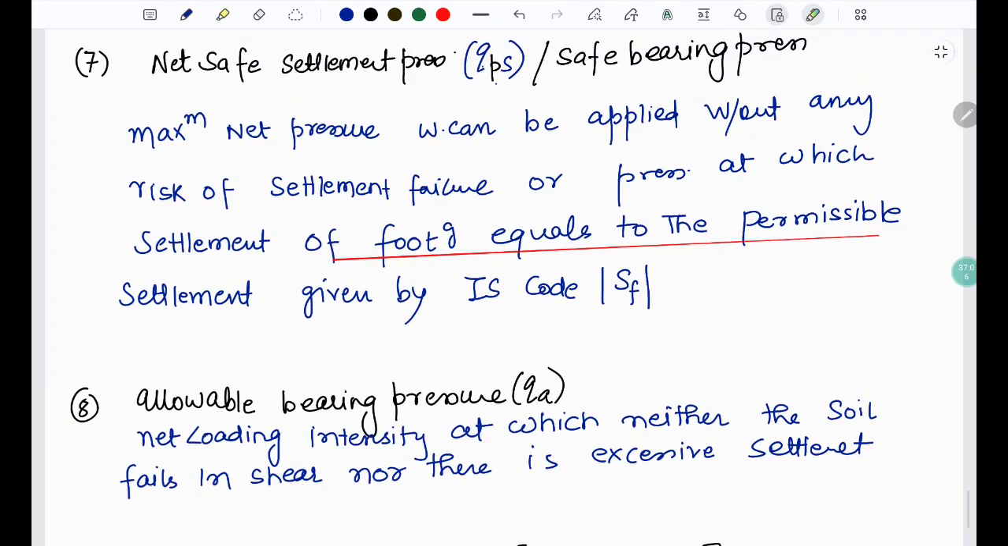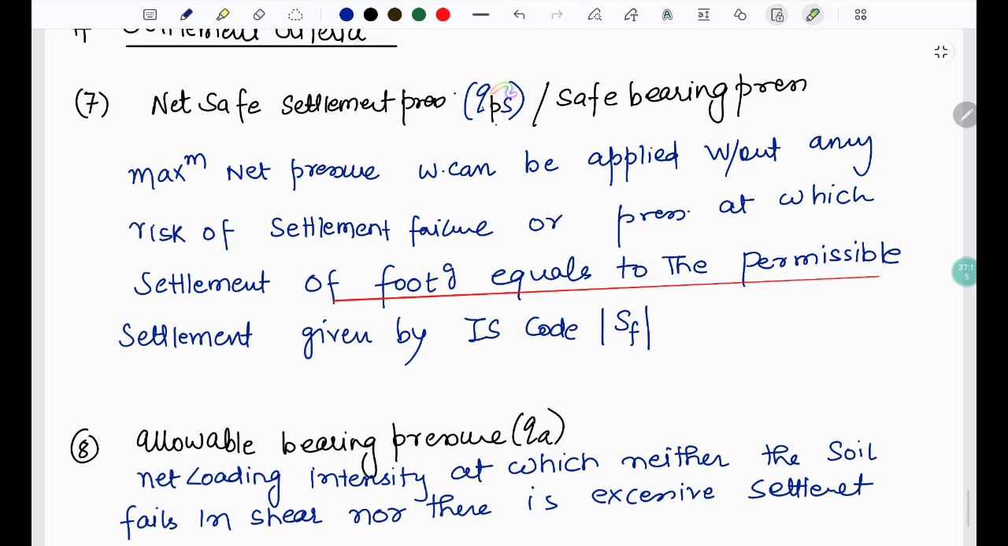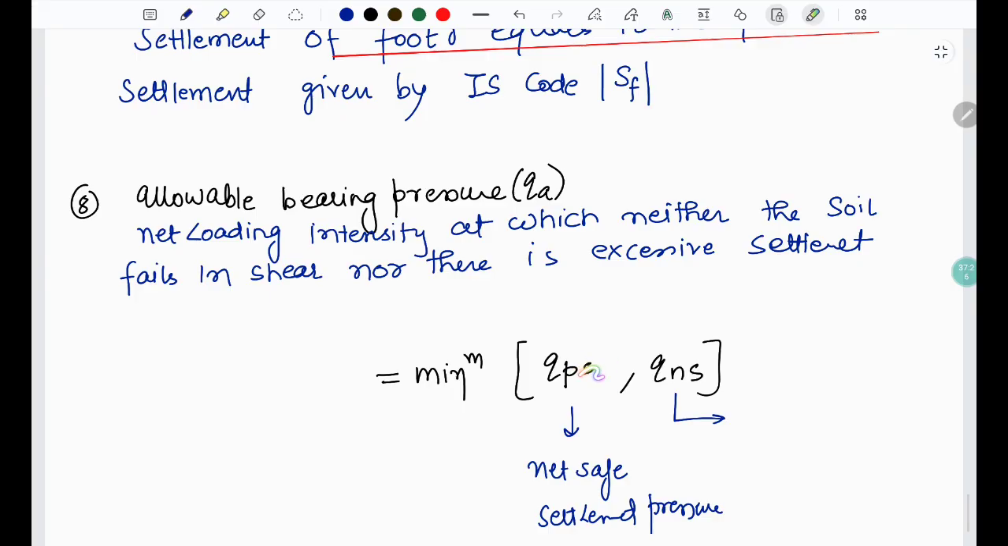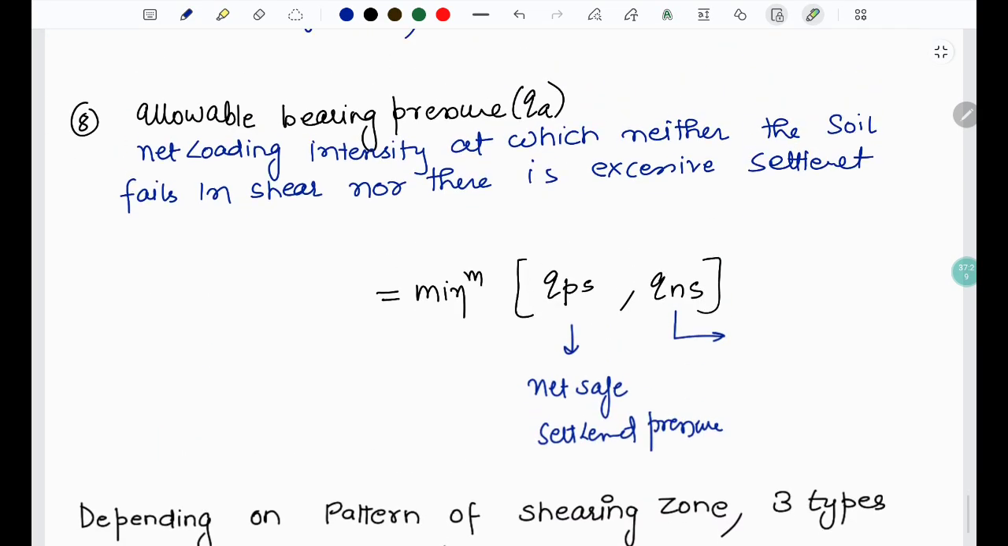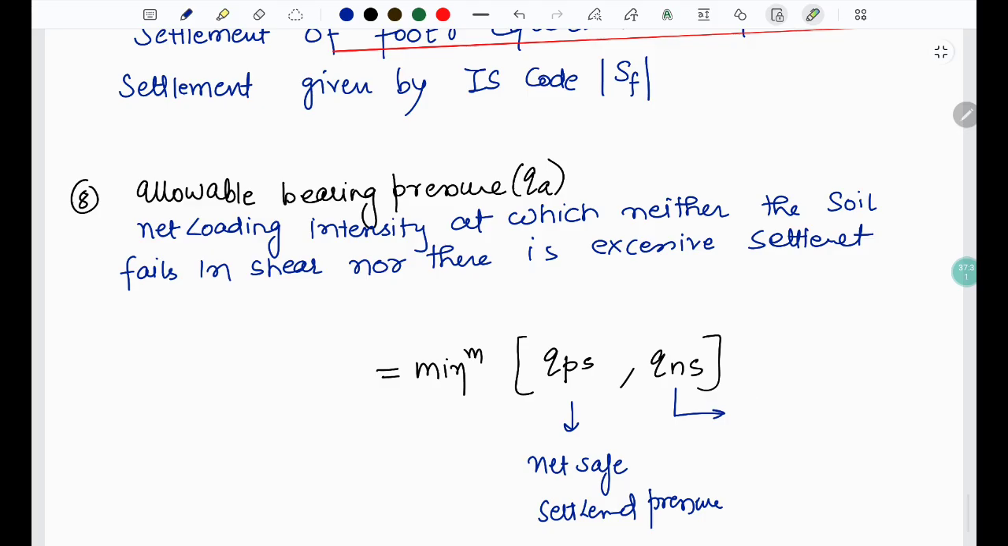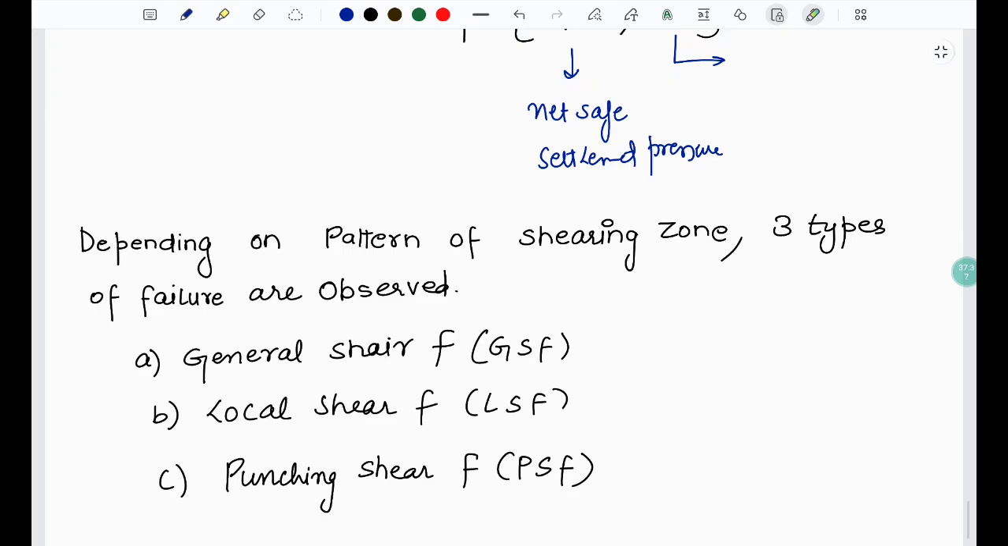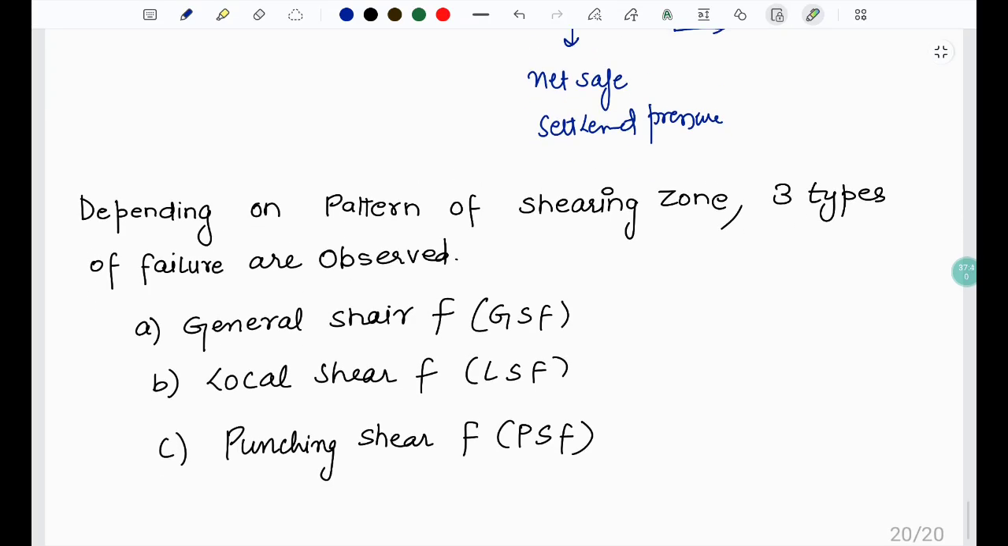Then there is allowable bearing pressure, which says it is the net loading intensity at which neither the soil fails in shear nor is there an excessive settlement. So that means you will not fail in the shear criteria, and you will also not fail in the settlement criteria. So this is given by q_a, the minimum of the q_ps, which we just discussed here, and the q_ns, that is the net safe bearing capacity. And then depending upon the pattern of the shearing zone, there are 3 types of failure which are observed, that is general shear failure, local shear failure, and punching shear failure, which we'll be discussing now in the next topic, in the next video.